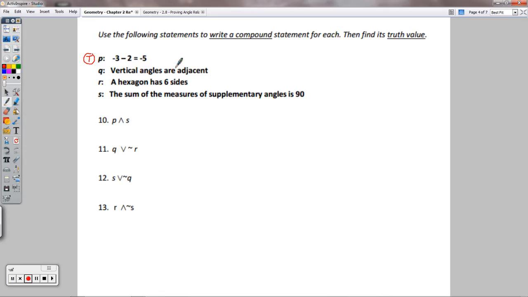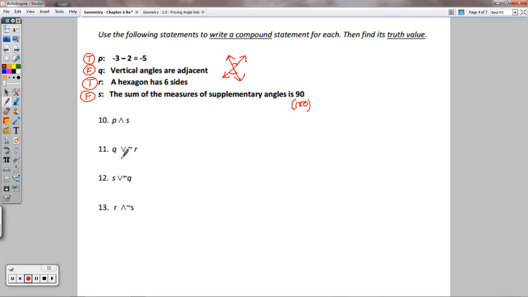Is it true that vertical angles are adjacent? We think of vertical angles, that would be like this one and this one. Those are not adjacent. They don't have a side in common. This is a false statement. A hexagon has 6 sides. That's the definition of a hexagon right there. It's a polygon with 6 sides, so that's a true statement. And the sum of the measures of supplementary angles is 180. It's not 90 like it says here. So this is a false statement. So this should be 180 degrees instead if that were to be a true statement. So we know this is true, false, true, false.